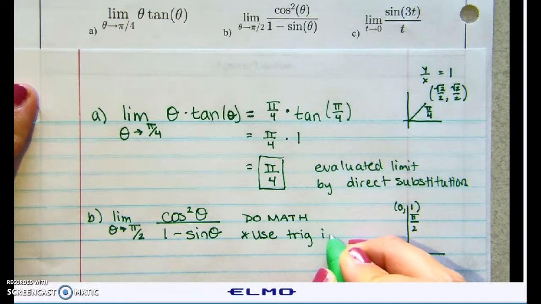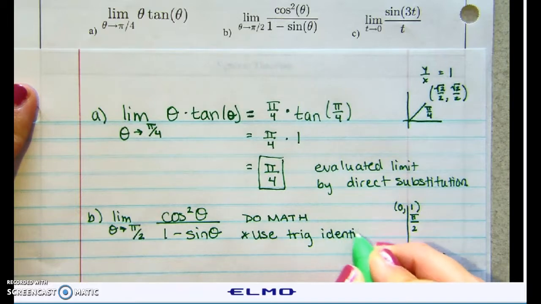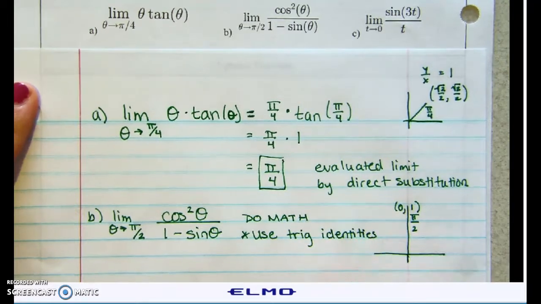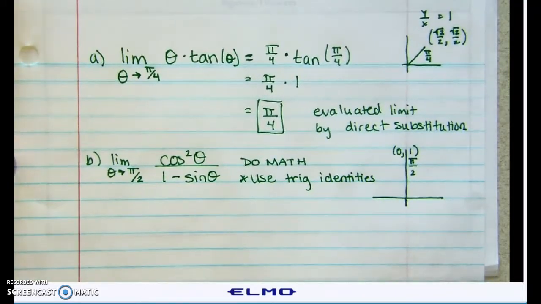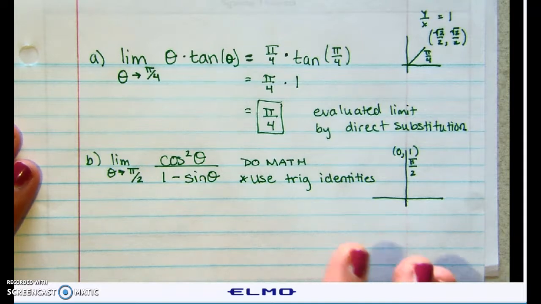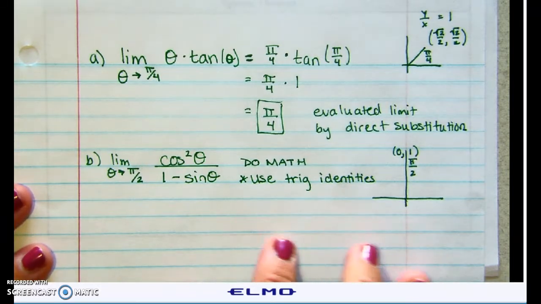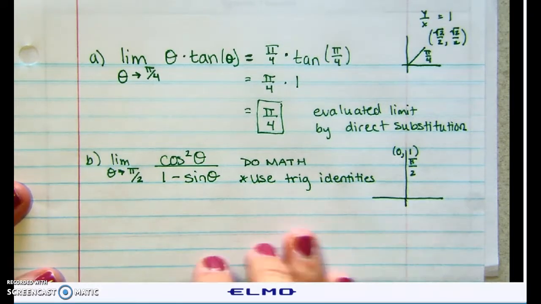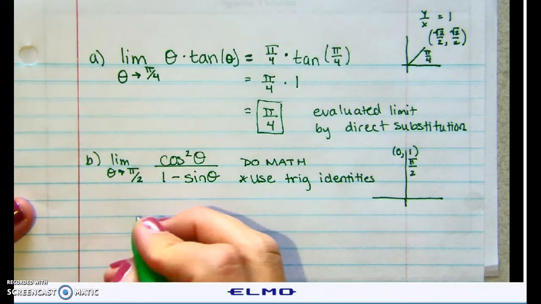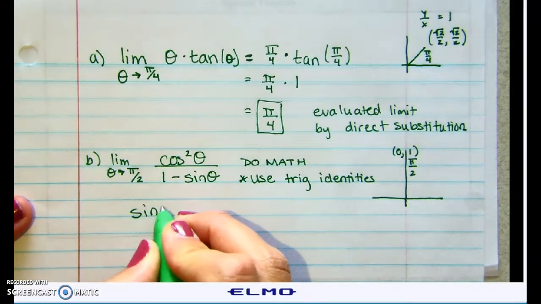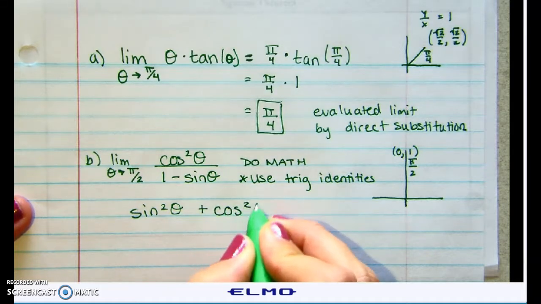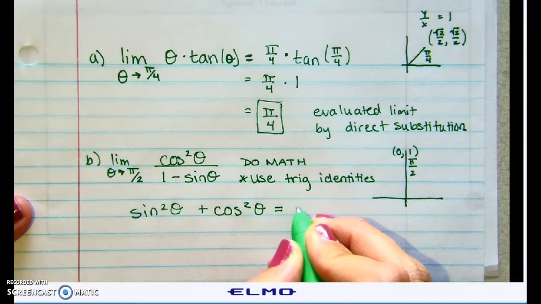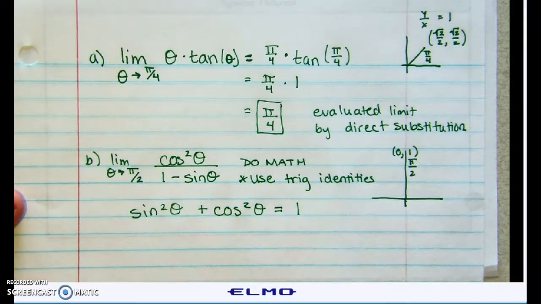Identities. Do you remember those? Remember we spent weeks on them just to do this one math problem. Now, what are the trig identities? Which one do you think we're going to use? Okay, do you remember the most famous, the Pythagorean theorem one? Do you remember that sine squared plus cosine squared equals what? What does that equal? Remember that equals 1? Yep.